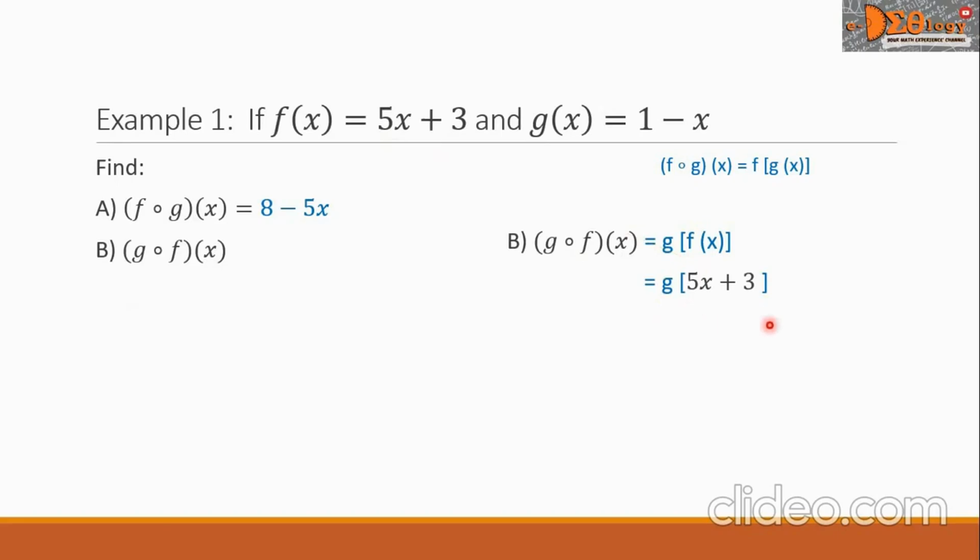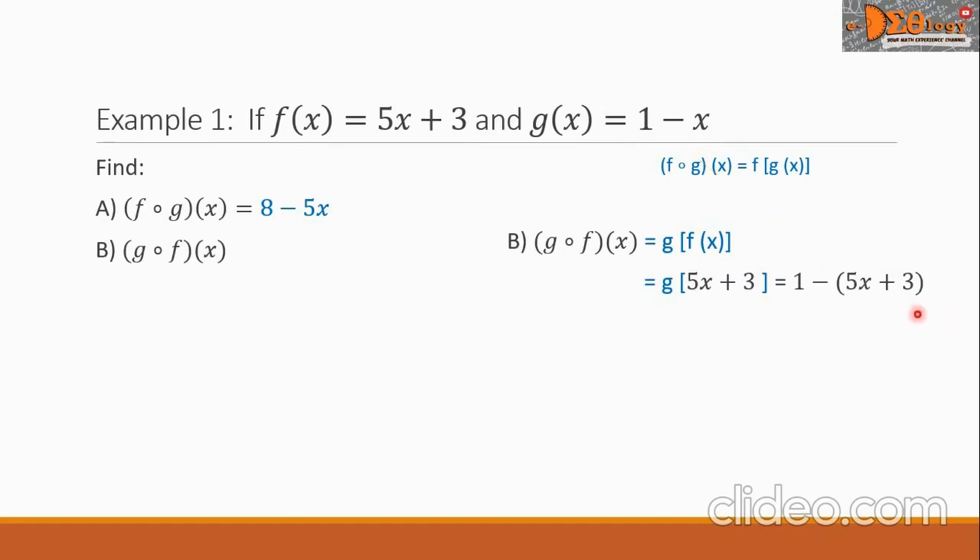And to simplify this, we will go to the function g. We will write again this right side value in here, but every time we see an x, we will substitute that by this 5x plus 3. So we have now 1 minus x, and this x becomes the 5x plus 3. And from here, we will simplify further.